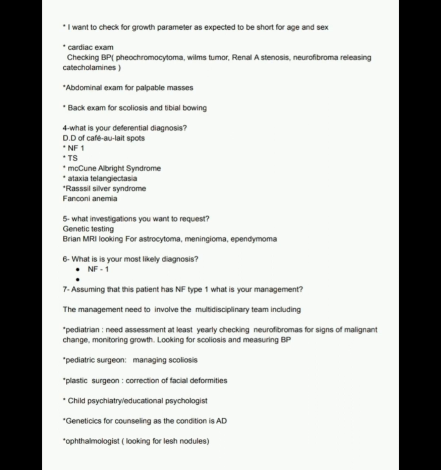The management needs to involve a multidisciplinary team including a pediatrician. The pediatrician needs to assess at least yearly, checking neurofibromas for signs of malignant change, monitoring growth, looking for scoliosis and measuring blood pressure. Pediatric surgeon for managing scoliosis, plastic surgeon for correction of facial deformities, child psychiatry or educational psychologist, geneticist for counseling as the condition is autosomal dominant, and ophthalmologist looking for Lisch nodules.